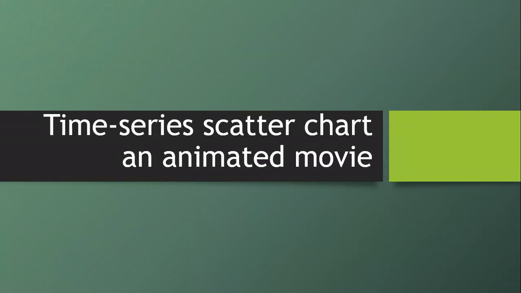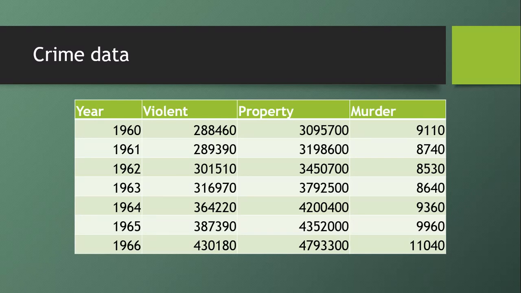Now another thing I will talk about is a time series scatter chart and a bit of animation with it. Next chart. So we'll make a scatter chart with animated movie. So now we'll take a new database. Let's try to understand. We have crime data which talks about years, how many violent crimes, how many property crimes, and how many murders. So this is the data we have available, and we want to make a scatter plot which shows some animation year by year. This is our target with the help of Power BI.